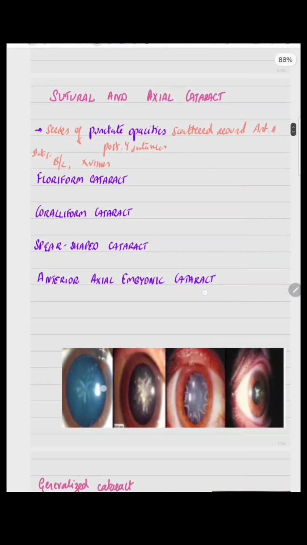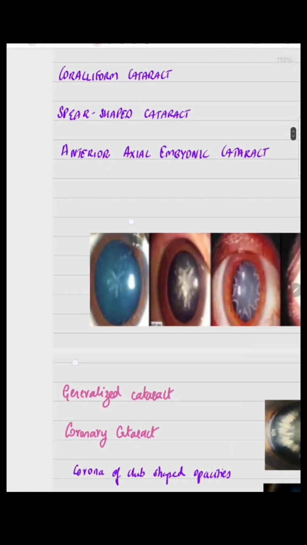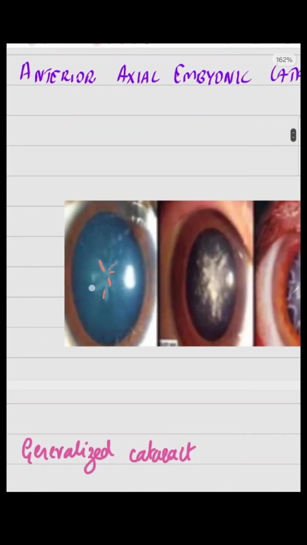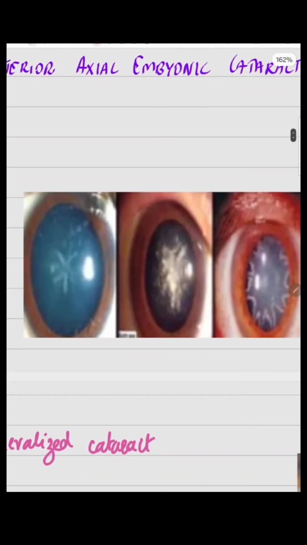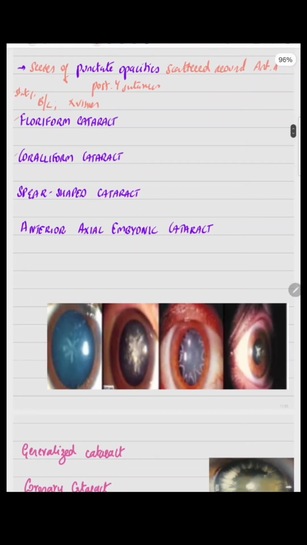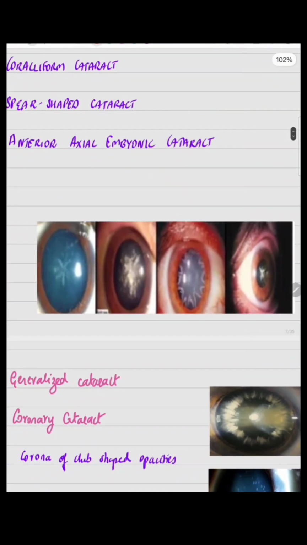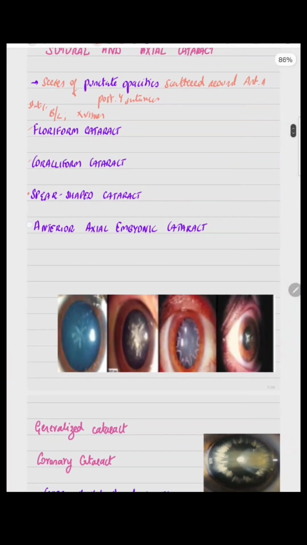It can be floriform type, where the opacities are arranged like petals of a flower. Or it can be coralliform type, in the form of a coral. Or a spear-shaped cataract, in the form of scattered heaps of shining crystalline needles like this. Next is anterior axial embryonic cataract. This is anterior axial embryonic cataract.